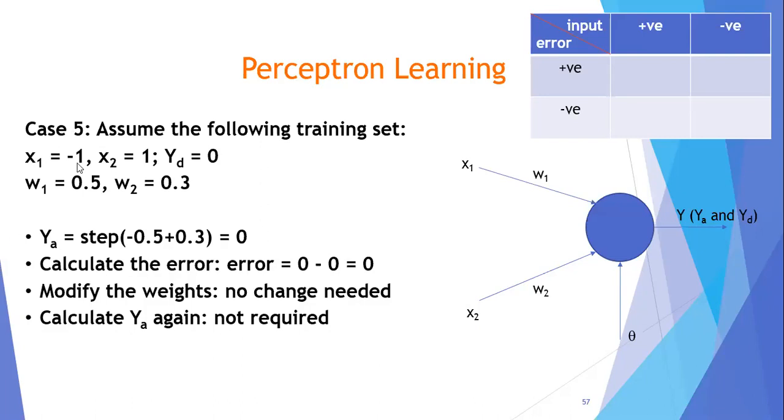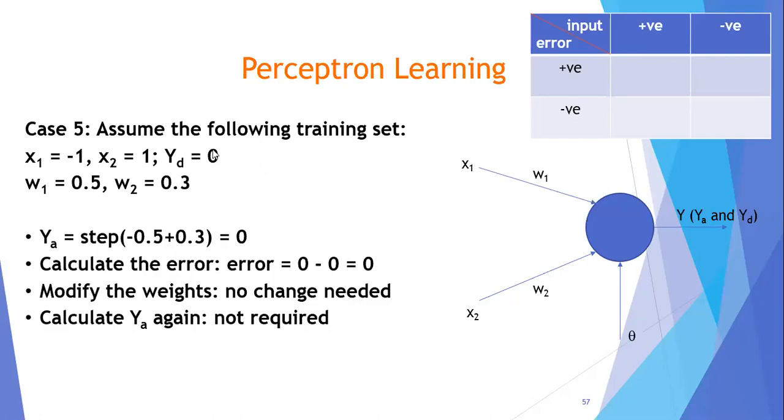In this case, we're choosing a negative input: x1 is minus 1, x2 is 1, so it's positive, the desired value is 0, w1 is 0.5, w2 is 0.3. So again, let's calculate the actual value of your perceptron: step of minus 1 times 0.5, so minus 0.5, plus 1 times 0.3. So we get a step of minus 0.2 overall, so your weighted sum of inputs is minus 0.2. Again, we are assuming theta to be 0. So we get a step of minus 0.2, which is 0. In this case, your actual value and your desired value are the same. So error is 0. You don't need to do anything because you're getting what you want from your perceptron.